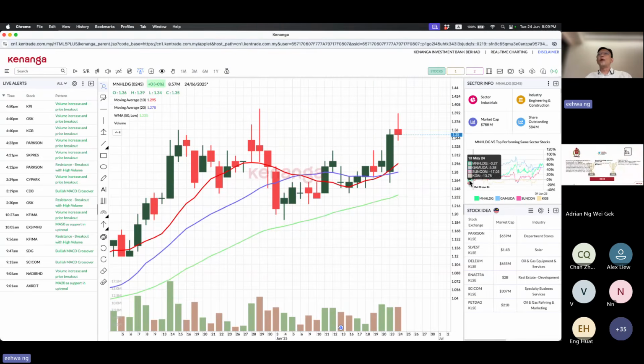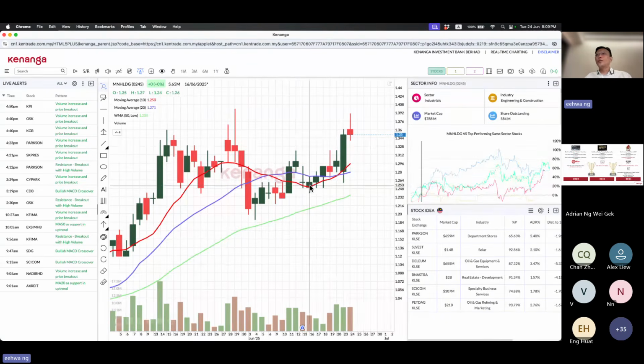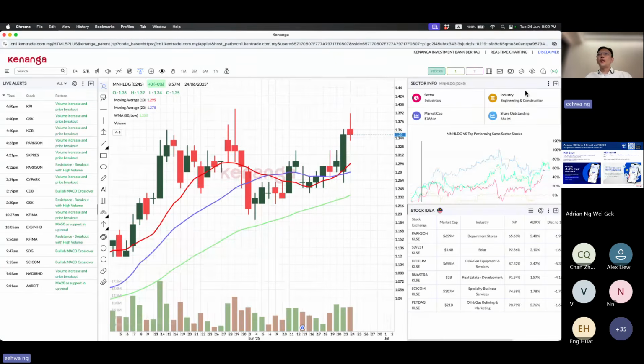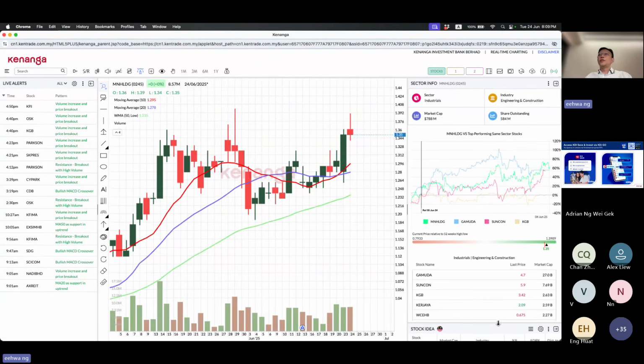Now, if you are new to the stock market, you do not know MN Holding, what is it doing and so on. We have the industry, the sector, market cap, all easily at your fingertips over here. And if you pull this down, you'll be able to see the brothers and sisters of the stock, which means the similar companies in the same industry over here, and you'll be able to see the performance. At one look, comparing the 4 stocks, you know that MN Holding is the one outperforming Gamuda, Suncon, and KGB.